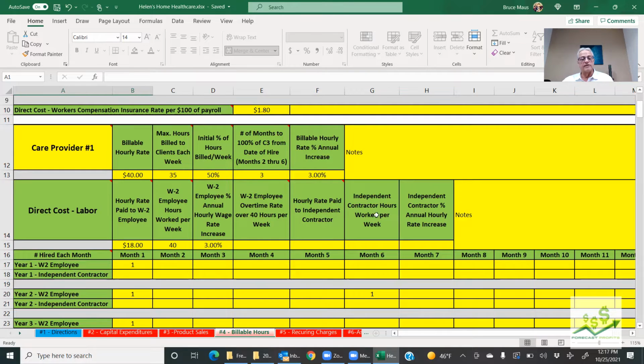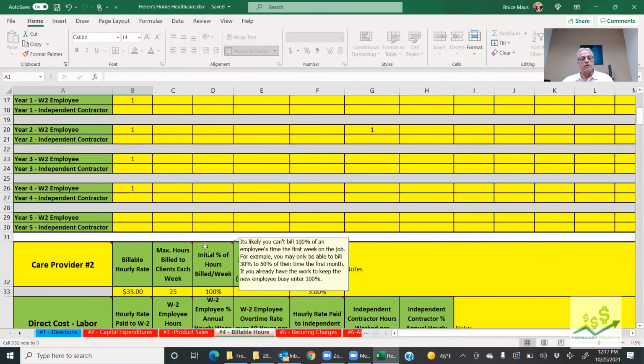The direct labor cost for that employee is paying that employee $18 an hour over 40 hours a week with a 3% annual increase. 5 rows of numbers follow. This allows you to enter when an employee is hired monthly over the period of the next 5 years.